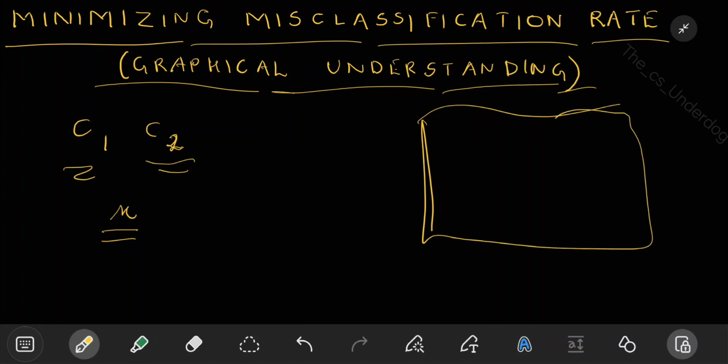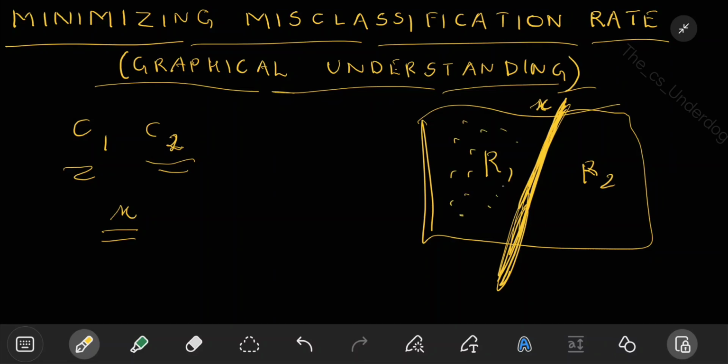If this is our input region space of x, this will be divided into two regions, R1 and R2, by our model, and this boundary is called the decision boundary. What will this decision boundary do? It will divide x into two regions, R1 and R2, where the points in R1 are to be marked as class C1, and points in R2 will be marked as class C2. So this is the whole idea.